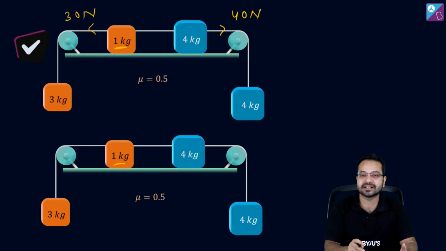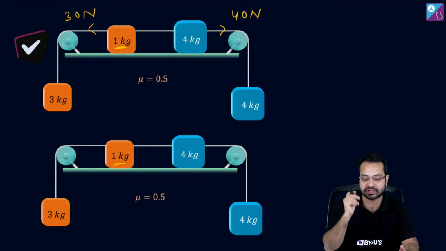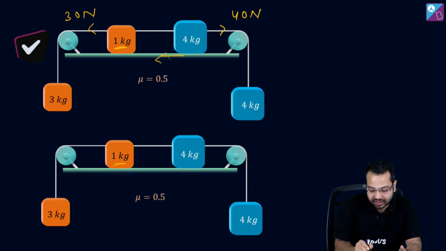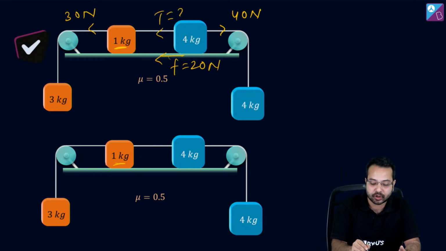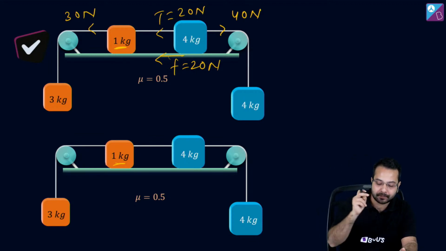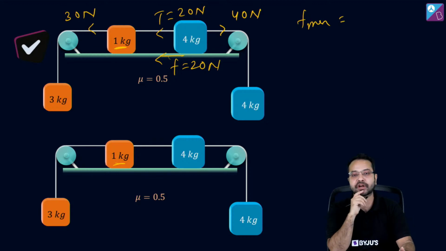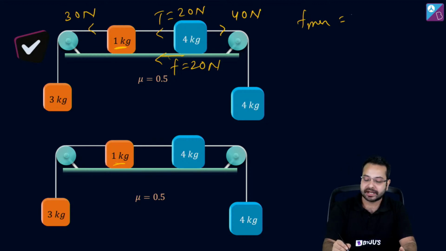Now let's adjust friction on the 4 kg block first. So the friction is going to adjust itself. So this is going to become 20 Newton. And how much is this tension going to be? This tension is going to be 20 Newton. Is that right? Okay, then what happens to this 1 kg block? What is the maximum friction that can act on this 1 kg block? It is going to be 10, which is the normal force, into 0.5, which is 5 Newton.